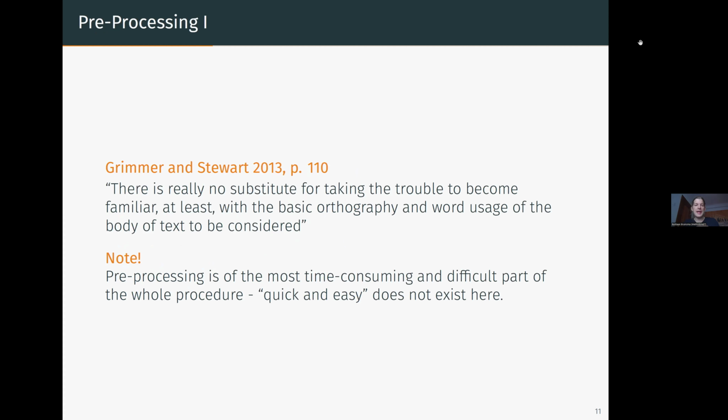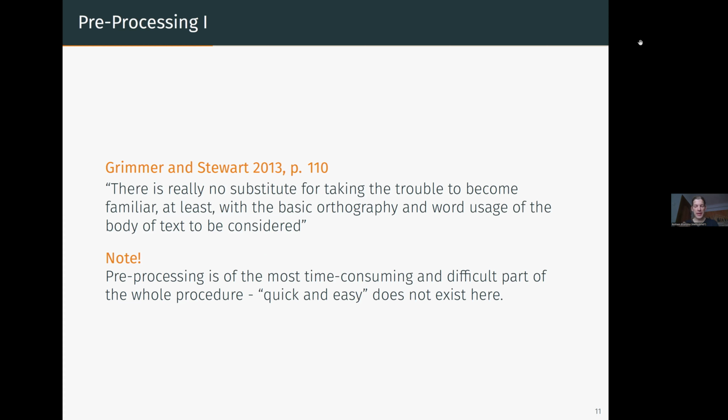The reason I say this is that if you do text analysis, one of the things that people like to do is just take a data set and run something on it. However, like Grimmer and Stewart already noted in 2013 and later on also reiterated in the latest book, there is really no good substitute for taking the trouble to become familiar at least with the basic orthography and word usage of the body of text to be considered.